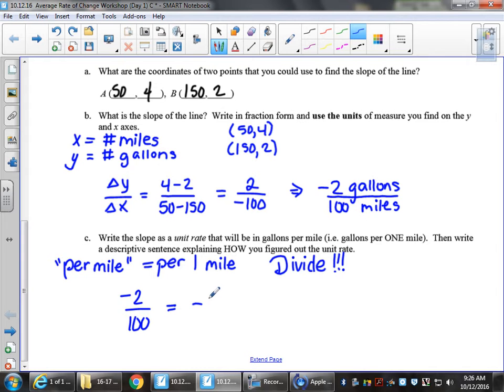Negative, careful. It's not 100 divided by 2, it's 2 divided by 100. Yeah. Negative 0.02. Let's see. So this is, let's talk about labels first. So now this is gallons per mile.